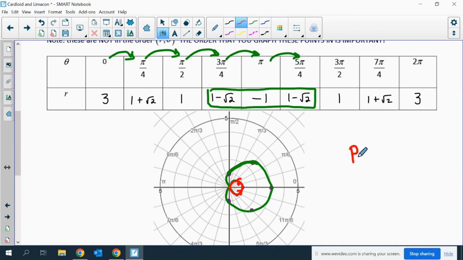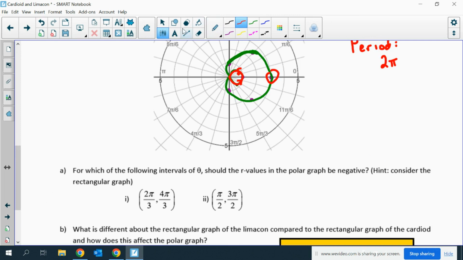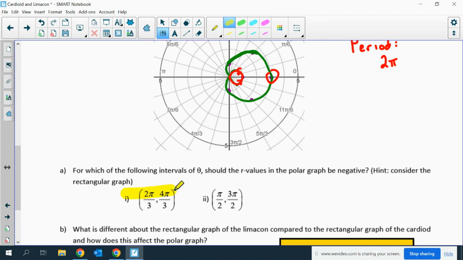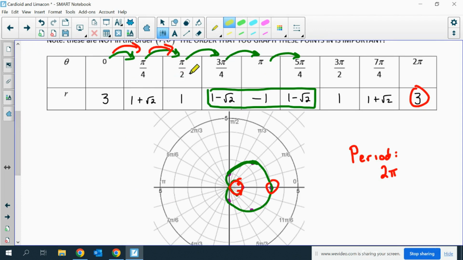Again, the period of this is going to be 2 pi, because once I get back here, I would just keep repeating the same cycle that I already saw. Also notice that there were negative r values here, and it's from 2 pi thirds to 4 pi thirds. Now I know it doesn't explicitly say that here, but notice that 2 pi thirds is somewhere between pi halves and 3 pi fourths, and 4 pi thirds is here.